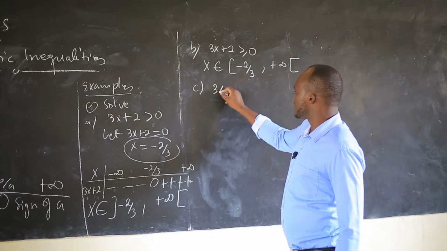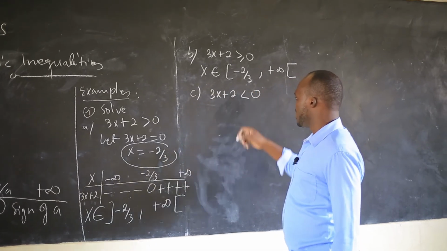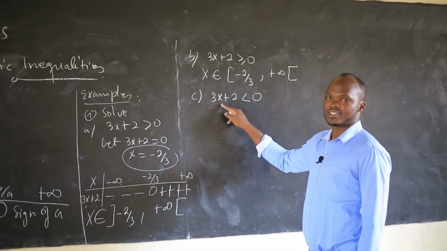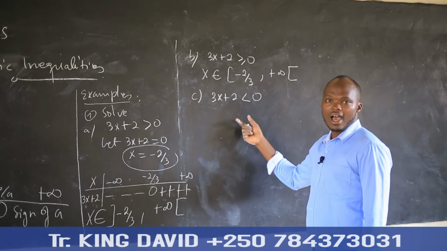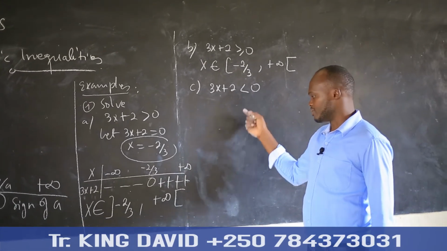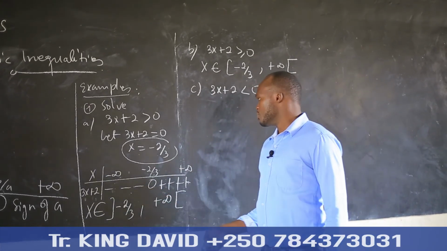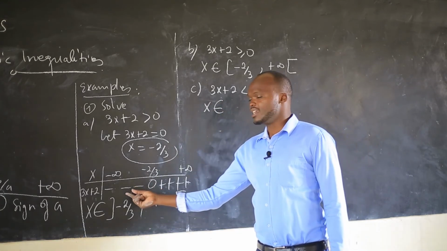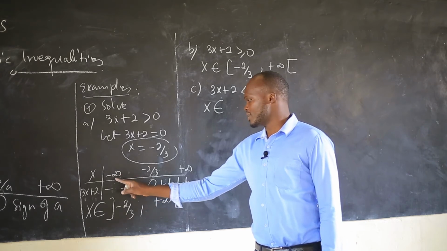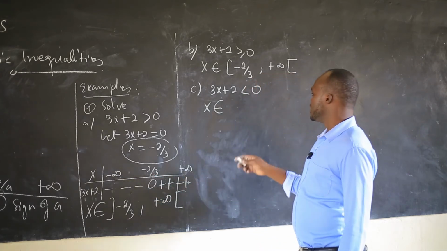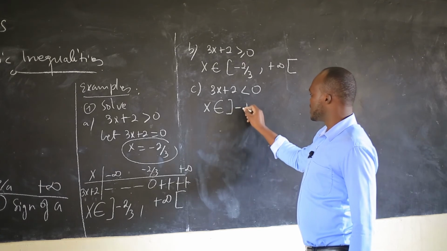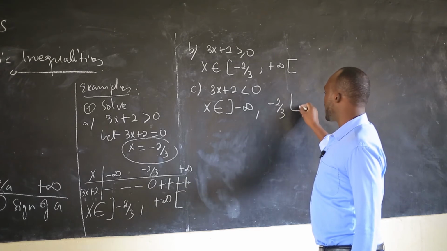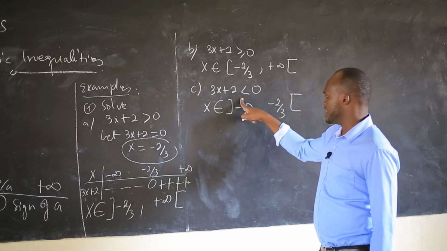Let me say that we have 3x plus 2 less than 0. Less means: how many values of x can we use to get solutions that are negative? We have negative solutions there, so our x will be a member of the interval that gives us negative solutions, which is from negative infinity to negative 2 over 3. So from negative infinity, which is always exclusive, to negative 2 over 3 exclusive, because we have only less.